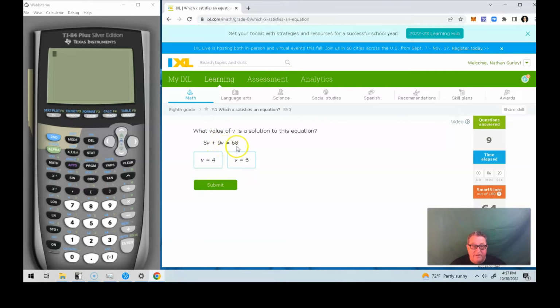8v plus 9v equals 68. Well, these are like terms. This is v to the first power, v to the first power. We can add these, and this would be 17v. So the next thing we do is divide both sides by 17 to get the v by itself.